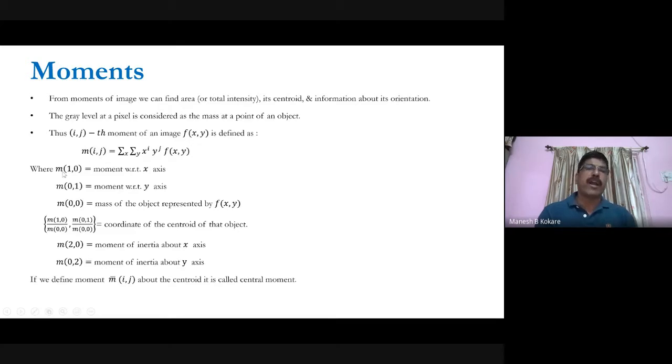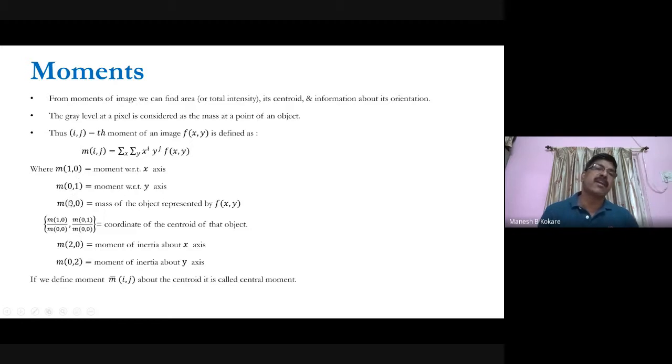And if i equal to 1 and j equal to 1, that will be the moment with respect to the x-axis. And if i equal to 0 and j equal to 1, then x raised to i will be 1 and y raised to j is y, so y into f of x, y, so that will be equal to the moment with respect to the x-axis.